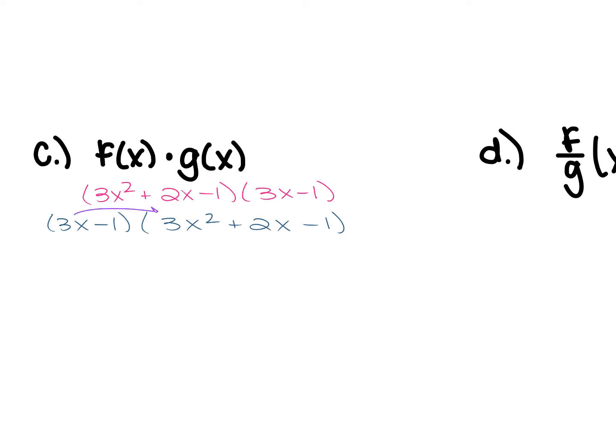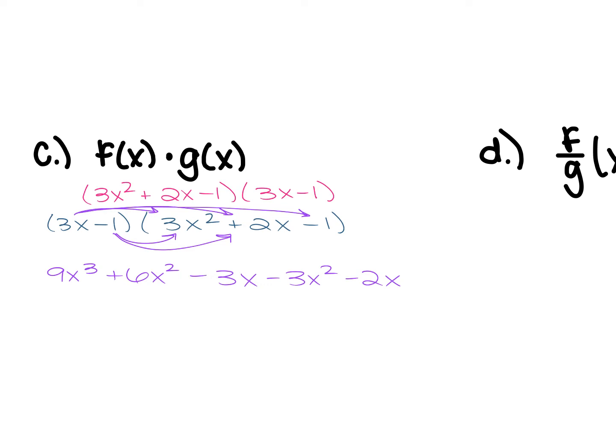So 3x times 3x squared is 9x cubed. 3x times 2x is 6x squared. 3x times negative 1 is negative 3x. The negative 1 times 3x squared is negative 3x squared. Negative 1 times 2x is negative 2x. And negative 1 times negative 1 is positive 1.